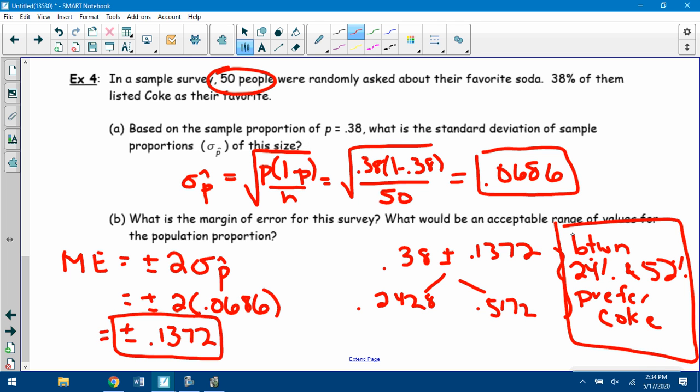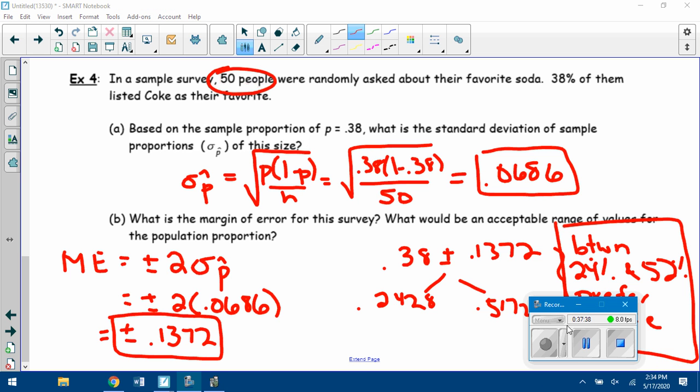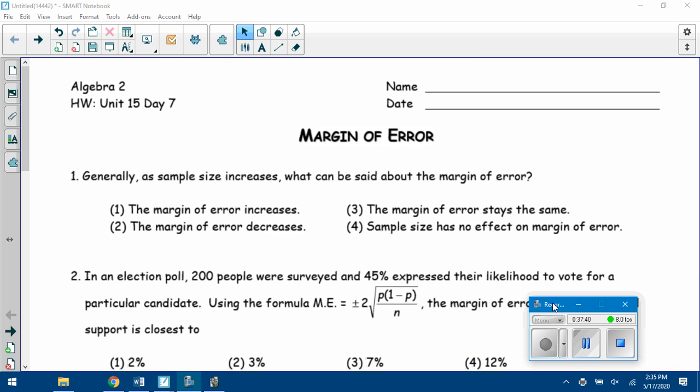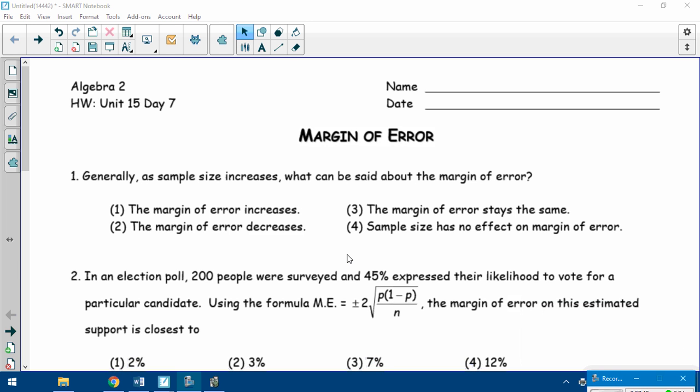All right, so big thing to remember is you want to use the standard deviation of the sampling distribution when you're calculating margin of error. Why don't you grab your homework real quick, just so I can talk through a couple things and give you some hints. Okay, so let's talk through a couple things just to give you some hints. Number one, I think you should be fine with is sampling size increases. What does that do to the margin of error?